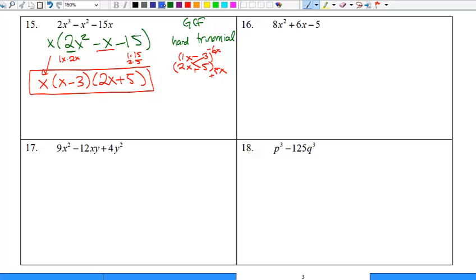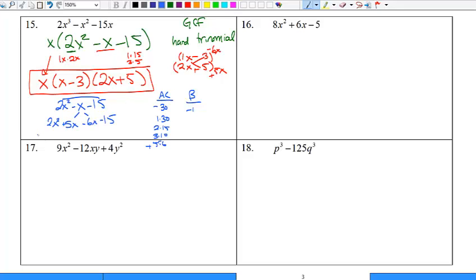Now, if you didn't like that method, you could also use the AC method, or we call it grouping. So we're going to take the 2 times the 15, that multiplies the AC to get negative 30, and I need to add to a negative 1. So then I go through the factors, and it turns out to be 5 and 6 with a negative on the 5 and a positive on the 6. So I'm going to break up the middle term to be plus 5x minus 6x minus 15.